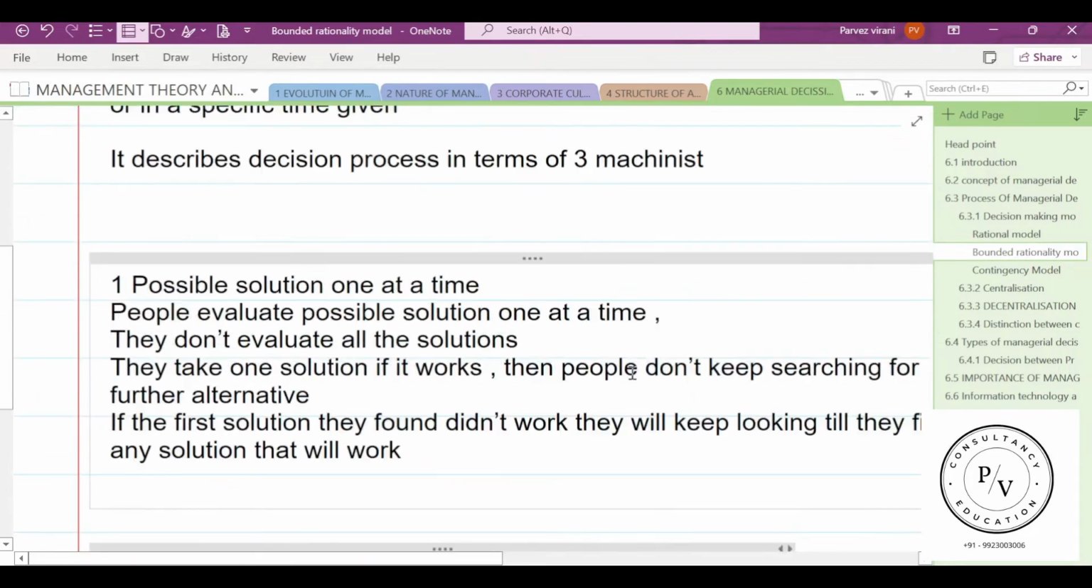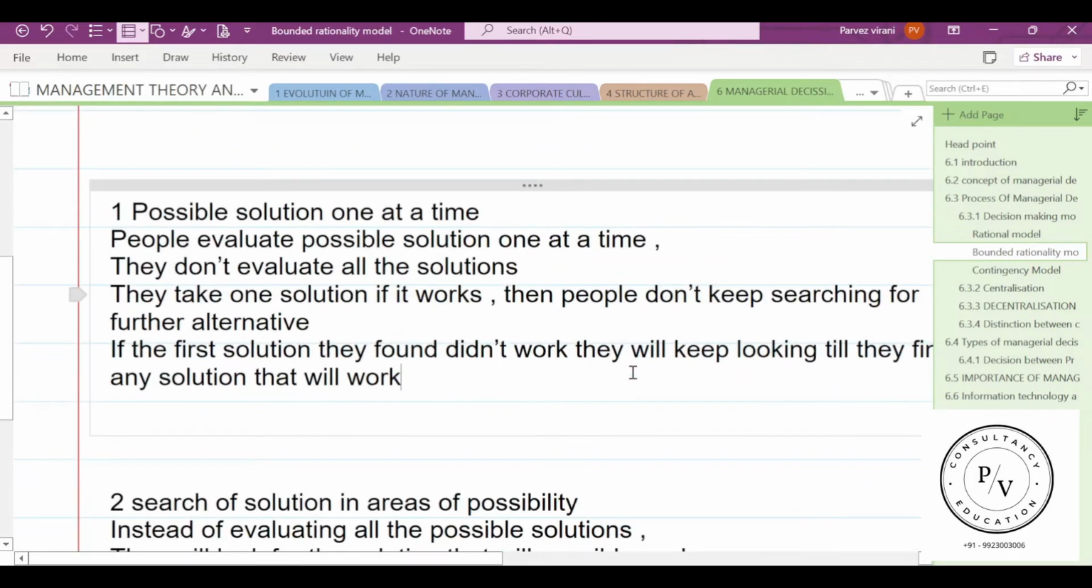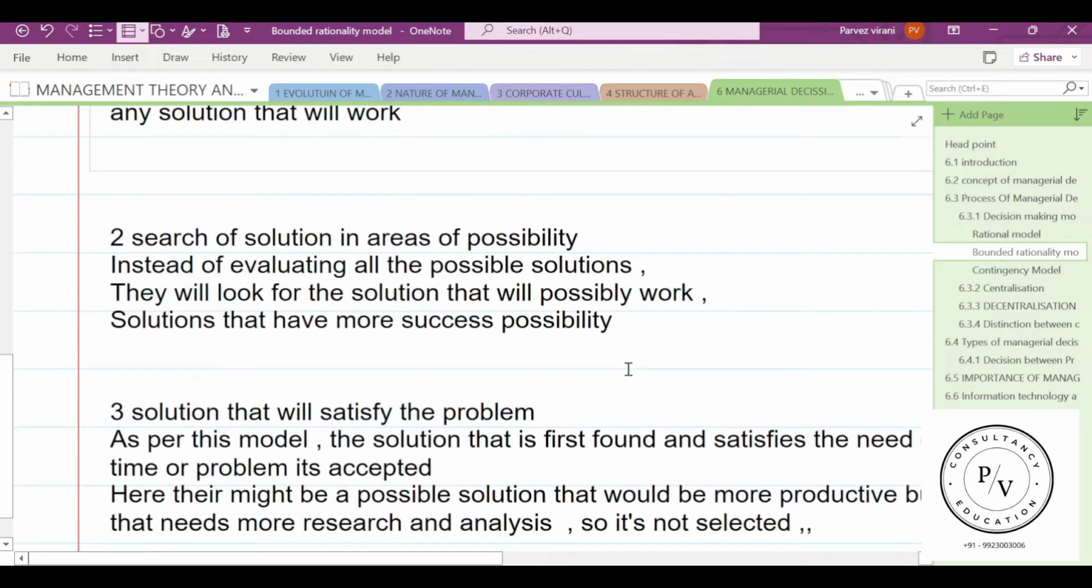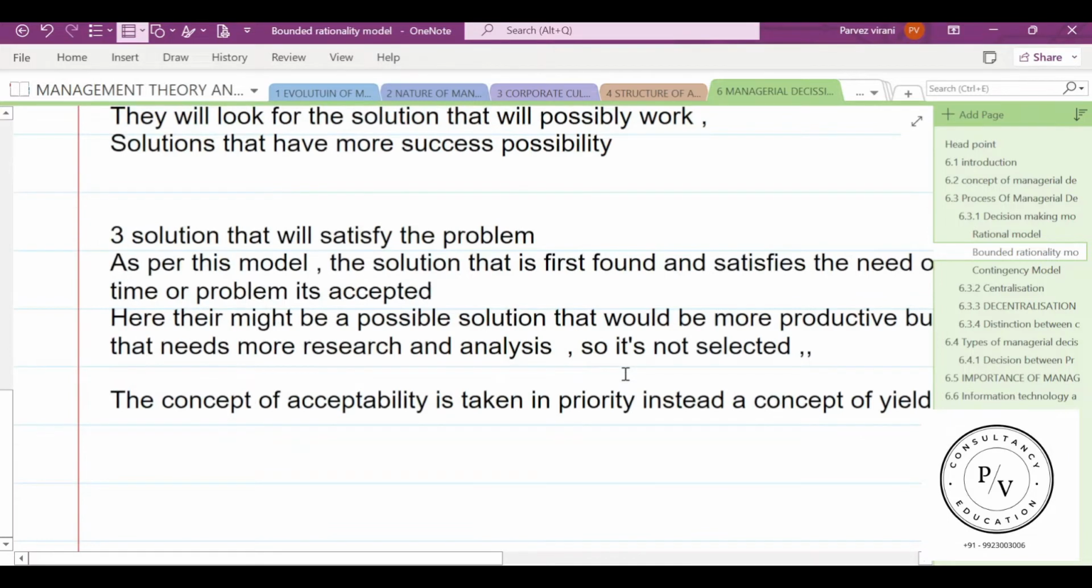पहला point था कि they'll search the possible solution one at a time. So if they get one solution that works, then they will go ahead with that. Second is they search the solution in the areas of possibility. So I don't need to go to the alternative which I know is not working. I know the alternative that this may work. There's a possibility of it working. So they will directly go for the solution which is in the area of possibility. So they will not explore it.